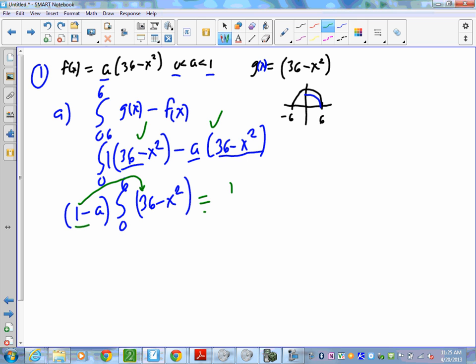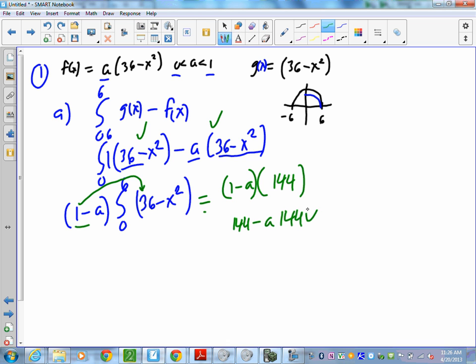So what we have is 1 minus a times this evaluated integral, which is 144. So if we write it, say 144 minus a times 144. That should be sufficient.